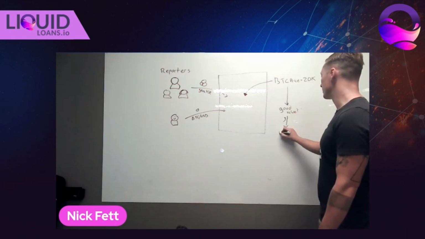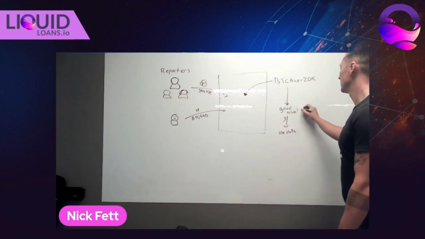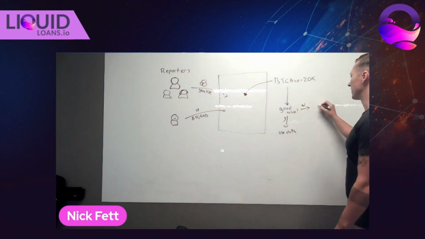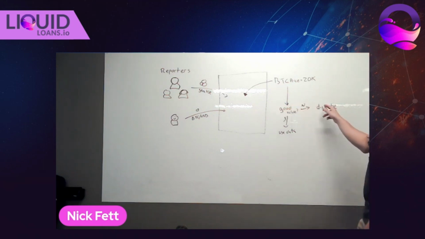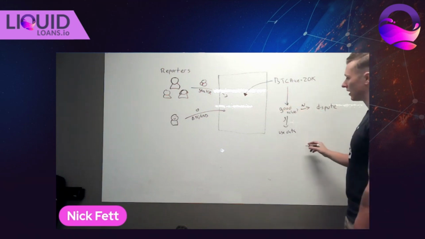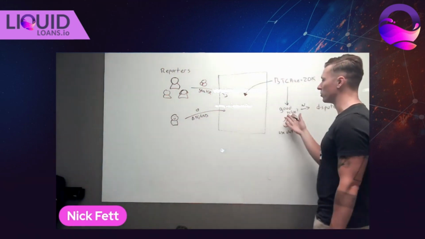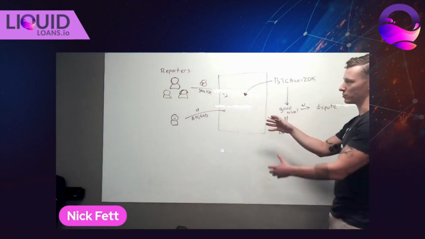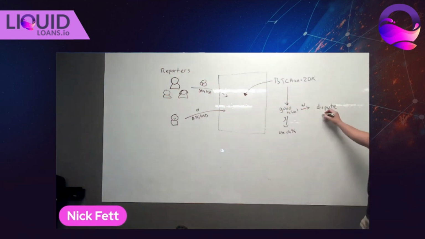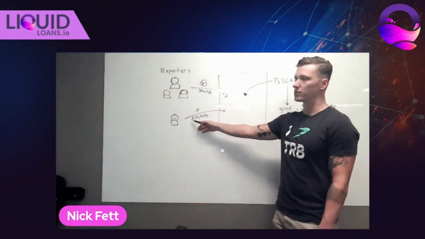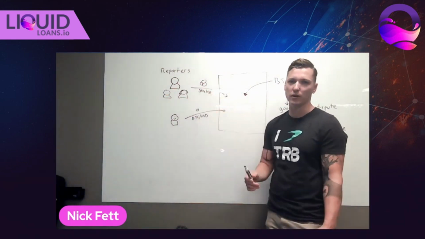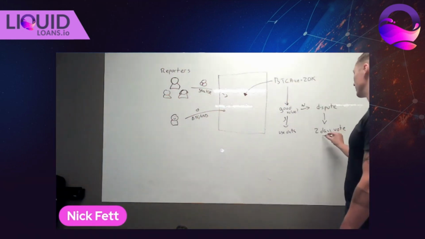If yes, you would use the data, it just stays on chain. If no, then it goes to a dispute. Once it goes to a dispute, another person would pay a small fee, and it would kick it off to a dispute. You would pull this value off chain, and then it goes to a 2-day vote. In this vote, all of the TRB token holders get a say, the users get a say, and the reporters get a say. They all have a weighted portion of the vote.